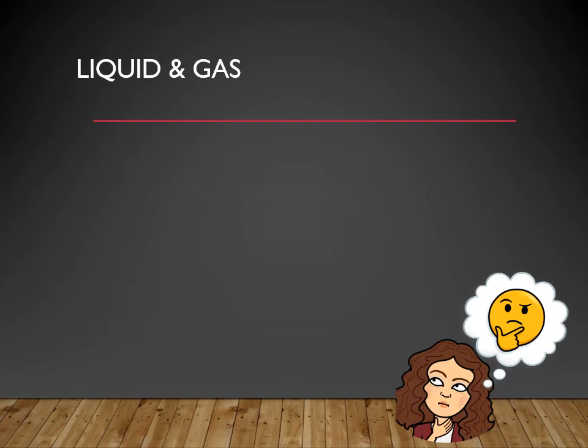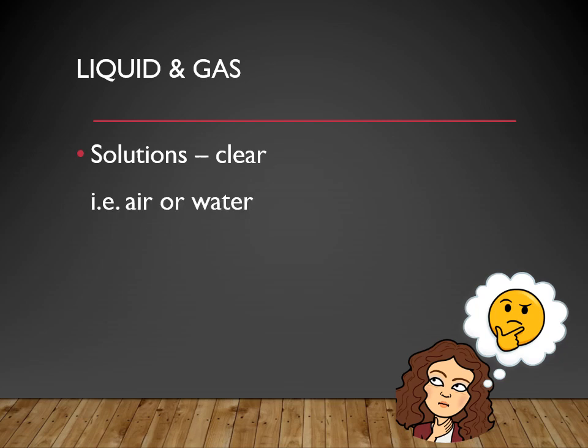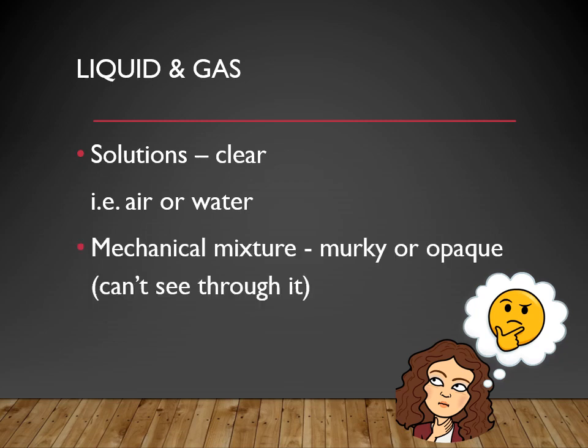Now, when we're dealing with liquids and gases, sometimes it can be confusing as to whether you are looking at a solution or a mechanical mixture. So for liquids and gases, solutions tend to be clear. For example, the air around you is a solution of gas, or tap water would be a solution of water molecules, as well as some fluorine and chloride ions.